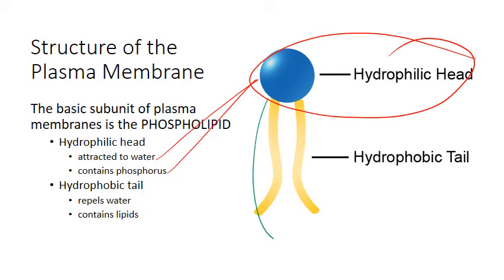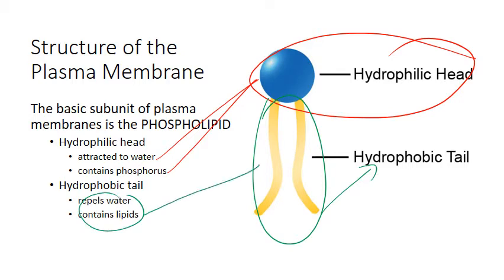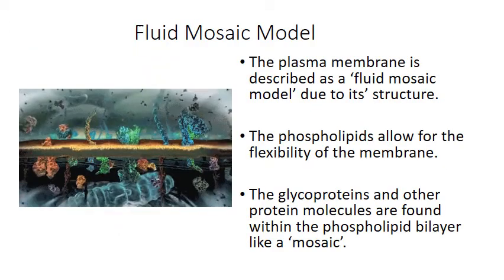the hydrophobic tails. So they're the hydrophobic tails, and they don't like water, but they contain lipids, so they contain a fat, which this structure is very important for enabling things to come into and out of cells. So the hydrophilic head attracts water, the hydrophobic tails repel water. Very important to remember that.